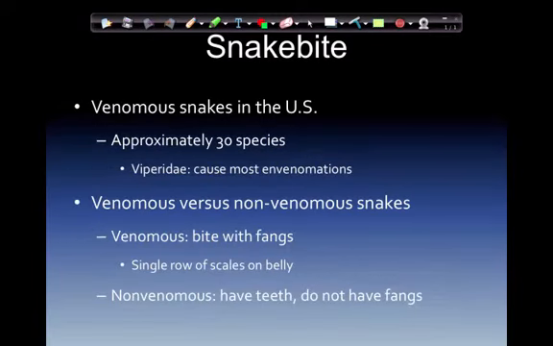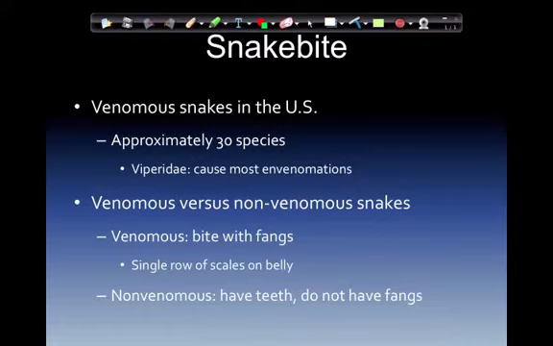Snakebite. Data is limited. Mortality in the United States is pretty low. Venomous snakes in the U.S. number approximately 30 species. Viperidae are the most common envenomations, and this includes things like rattlesnakes, cottonmouths, and copperheads. And an Elapidae group, which includes coral snakes.